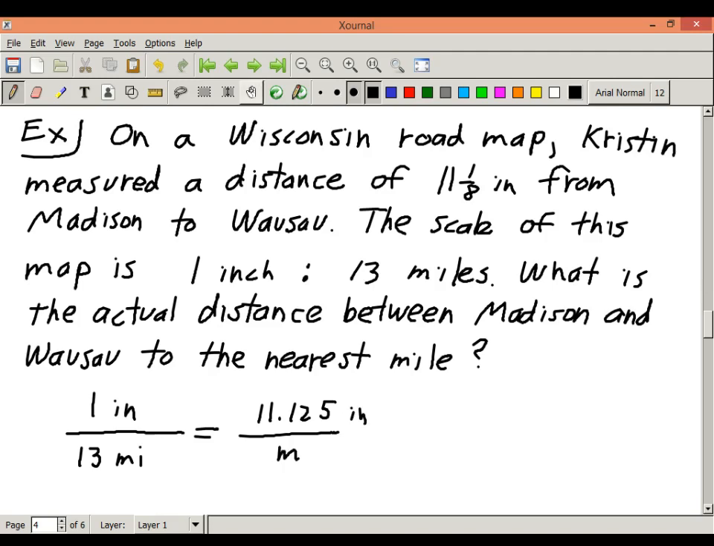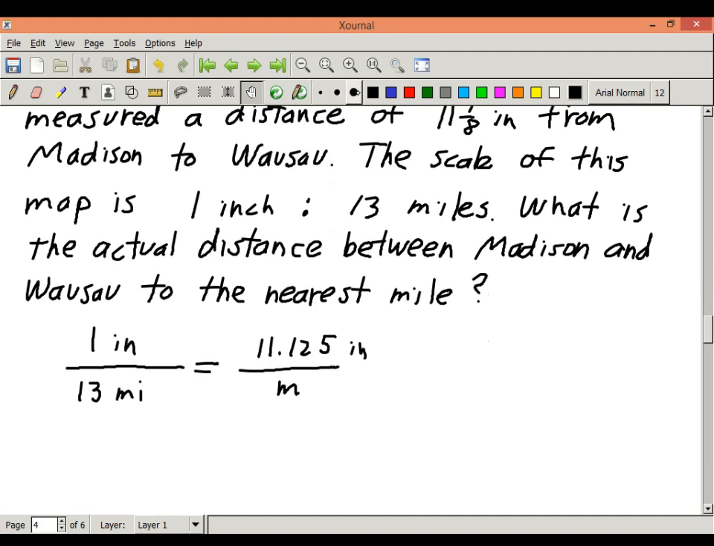So it's just a matter of cross multiplying. And that'll give the real distance approximately between those two towns. So it looks like 1 times M, or M, equals 11.125 times 13, which is 144.625. And they want this answer to the nearest mile, so we're going to round it up to 145 miles. So there's a good example of a scale drawing using proportions.